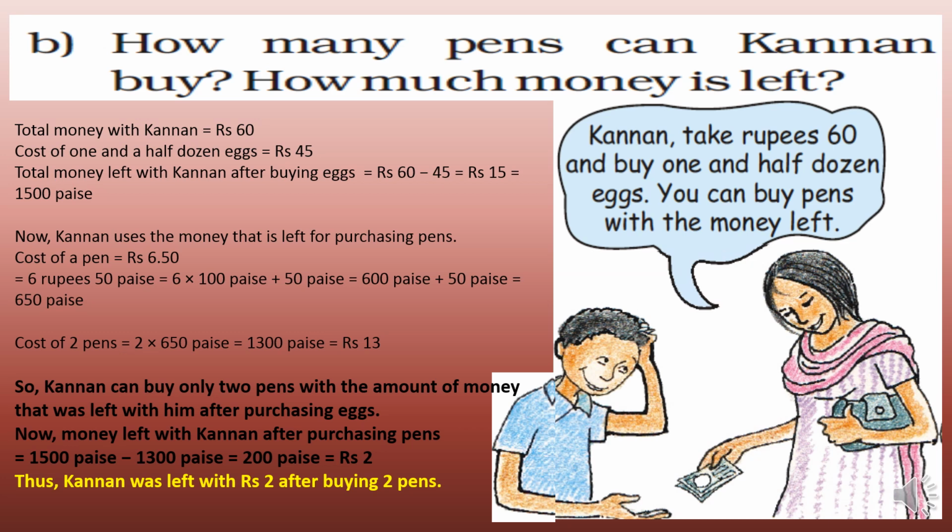So now Kanan uses this money to buy pens. So cost of a pen is rupees 6.50, that is also equal to 650 paise. So cost of 2 pens is equal to 2 multiplied by 650 paise, that is equal to 1300 paise or rupees 13. So out of 15 rupees or 1500 paise, we have to subtract 1300 paise or 13 rupees, and we will get 200 paise or rupees 2. Thus Kanan was left with rupees 2 after buying 2 pens.